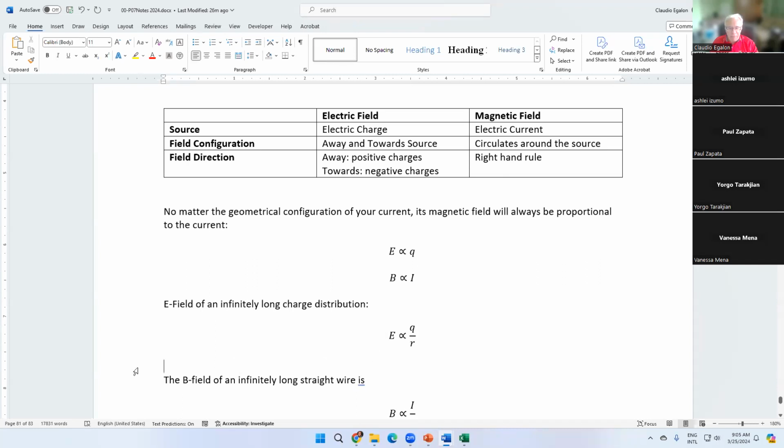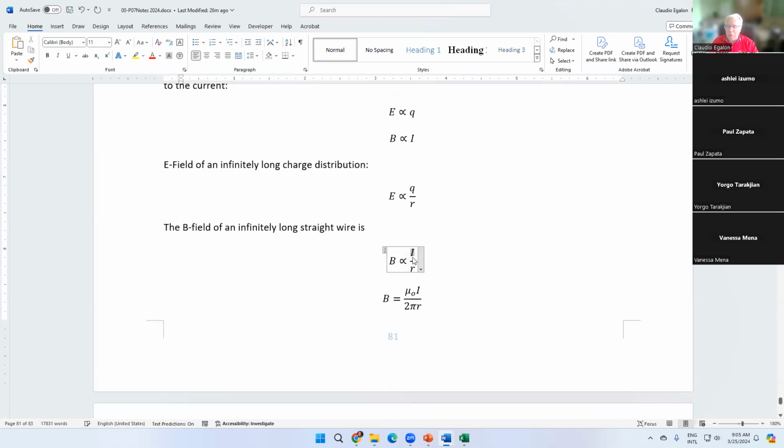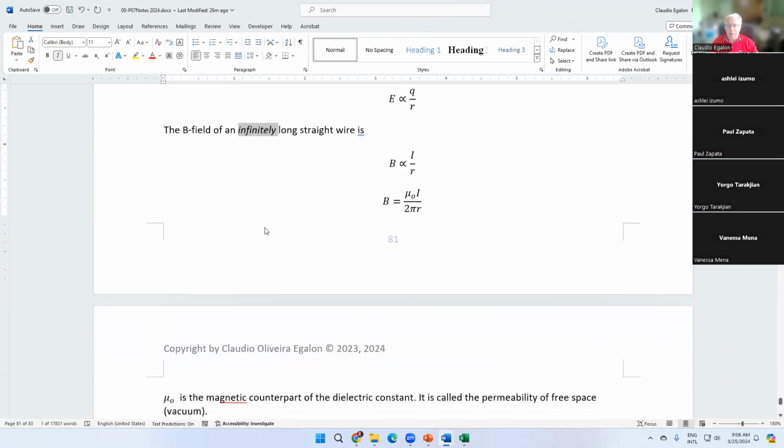Similarly, for an infinitely long straight wire, we have something similar. The magnetic field is proportional to the current and inversely proportional to the distance. The exact field distribution is this one: mu naught I over 2 pi r. So there are some similarities. It decreases with the inverse of the distance in both cases. But don't forget, I'm going to emphasize here: infinitely long.